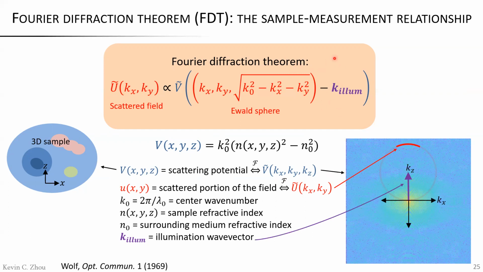And note that there's a negative sign here, which explains why we have been reversing this vector when determining the position of the Ewald sphere. Just to reiterate, this is the fundamental theorem on which the rest of this part of my talk rests.